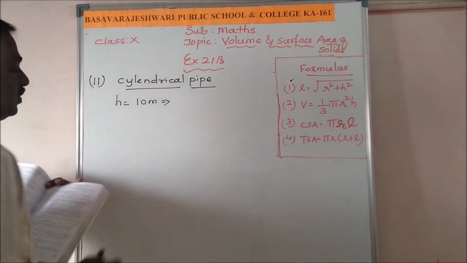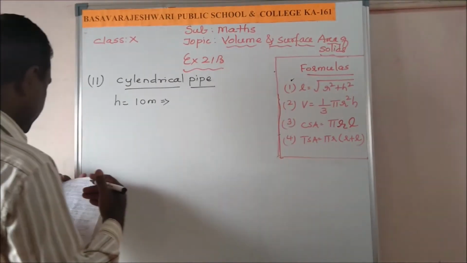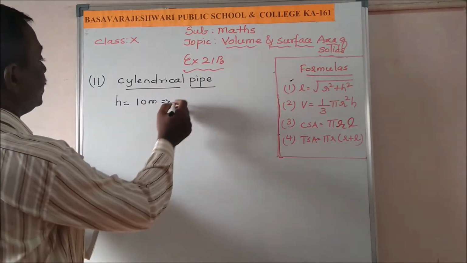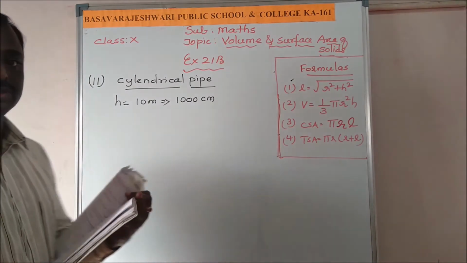This implies converting to centimeters, because all other values are given in centimeters. So therefore this is 1000 centimeters. Understood now?